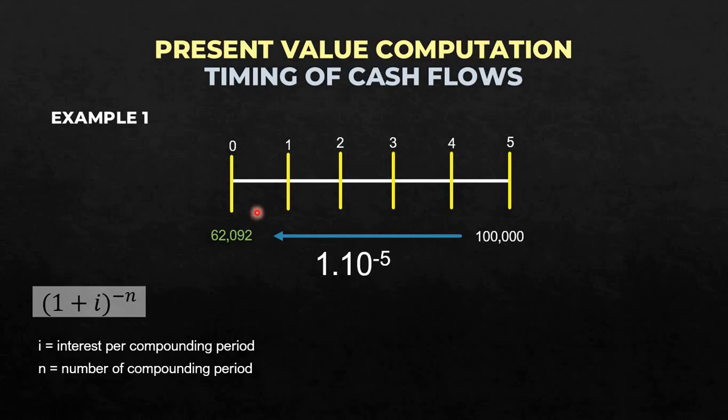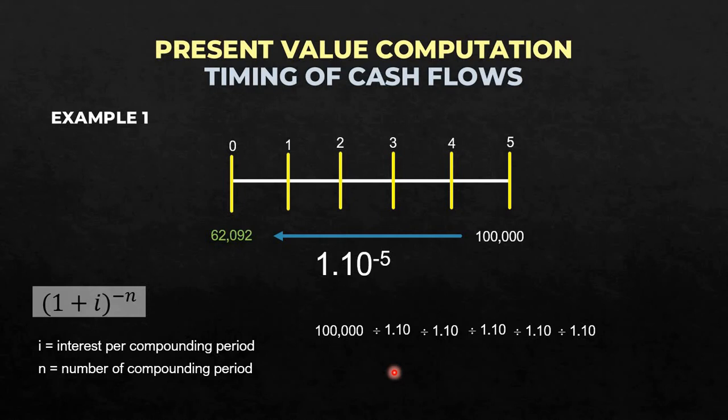O kaya naman kung wala kang scientific calculator, kung yung calculator mo is yung pangtindahan, yung 62,092 pesos can also be computed as 100,000 pesos divided by 1.10 divided by 1.10 divided by 1.10 divided by 1.10 at isa pang 1.10. Kasi nga, ang number of compounding period natin is 5, kaya dapat it should be divided by 1.10 5 times. So ang sagot niyan is 62,092 pesos. So ito ang gagawin natin kapag isang beses lang yung future cash flow.